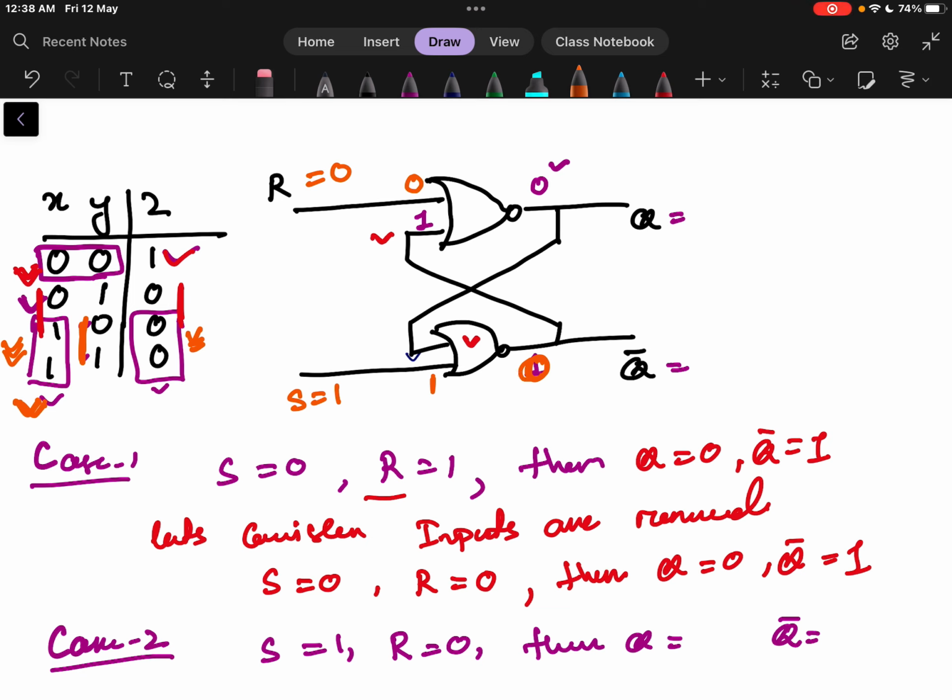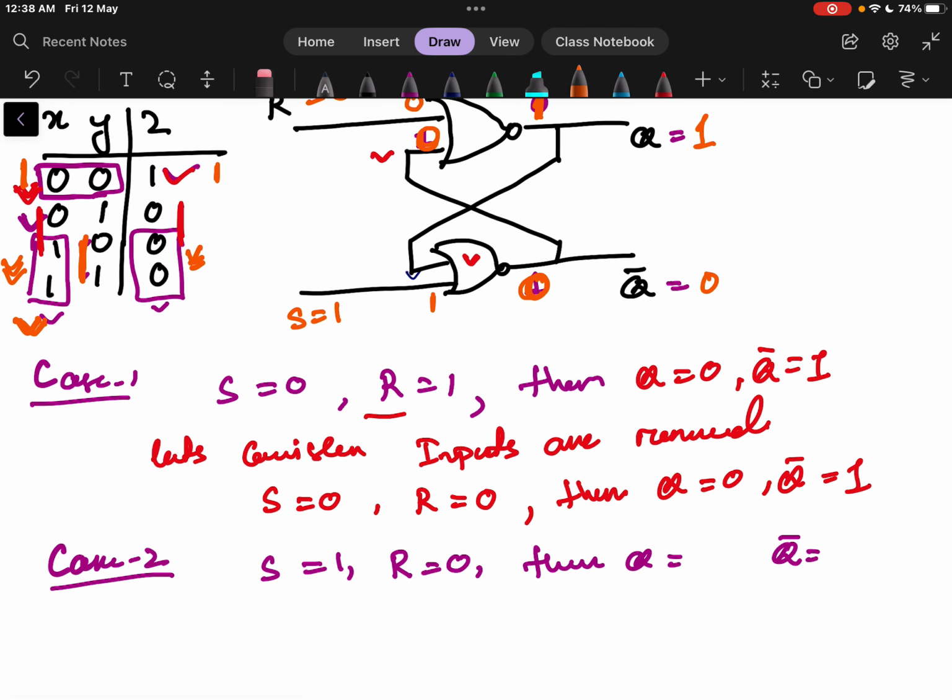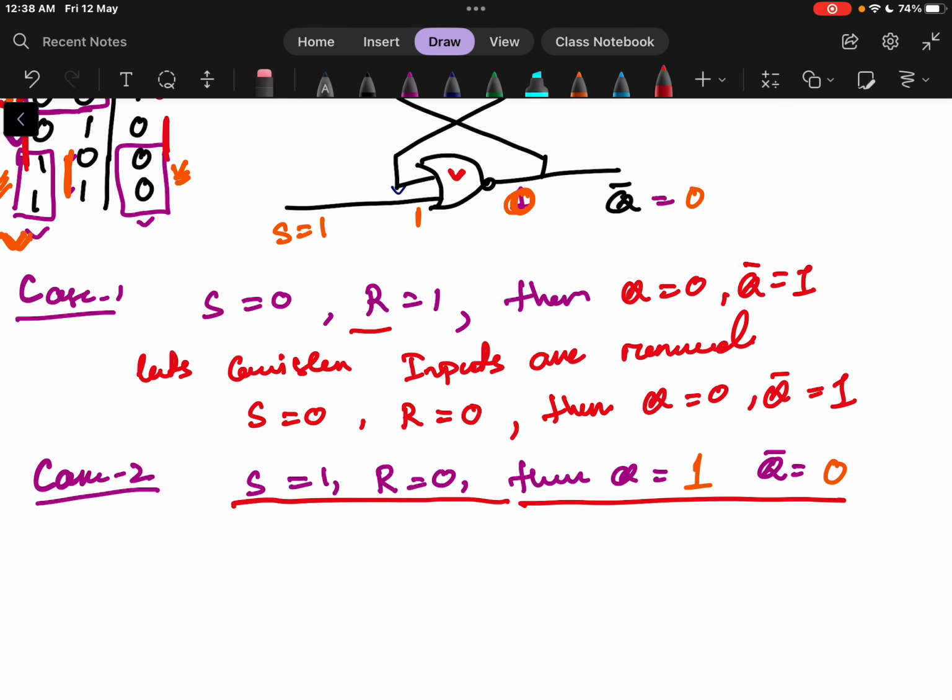Now, when this output is fixed at 0, this output will be available to this NOR gate. Okay. So, in this NOR gate, what will be the input now? We are giving the input R equals to 0 and the other input is also equal to 0. So, if 0 0 is the case, then the output is equal to 1. So, here we will get the output equal to 1, that means Q equals to 1 and Q bar equals to 0. So, this is one case. That means, if I give S equals to 1, R equals to 0, then you will get Q equals to 1 and Q bar equals to 0.